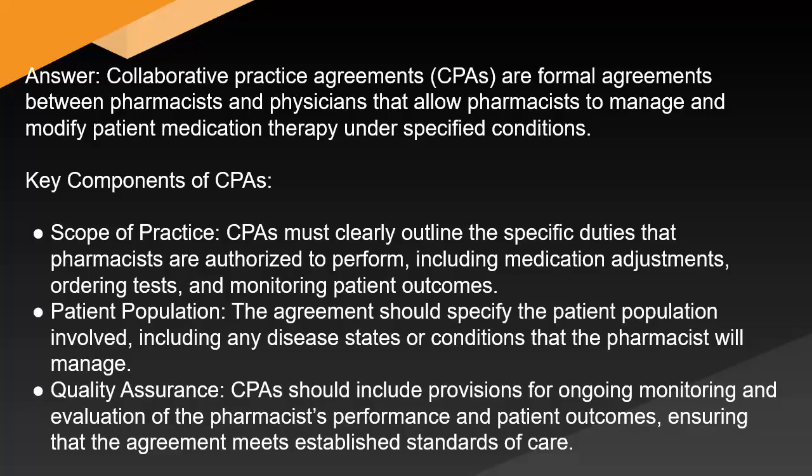Key components of CPAs: scope of practice. CPAs must clearly outline the specific duties that pharmacists are authorized to perform, including medication adjustments, ordering tests, and monitoring patient outcomes. Patient population. The agreement should specify the patient population involved, including any disease states or conditions that the pharmacist will manage. Quality assurance. CPAs should include provisions for ongoing monitoring and evaluation of the pharmacist's performance and patient outcomes, ensuring that the agreement meets established standards of care.